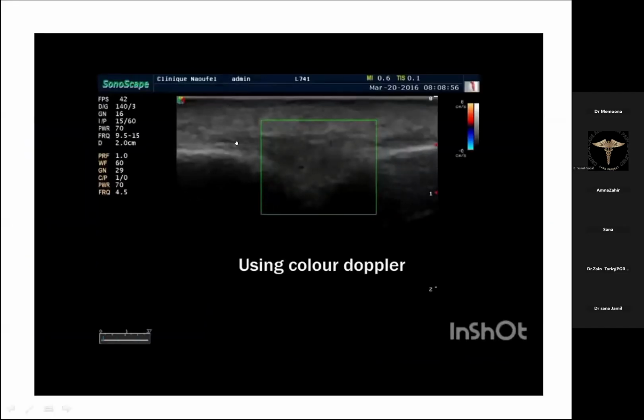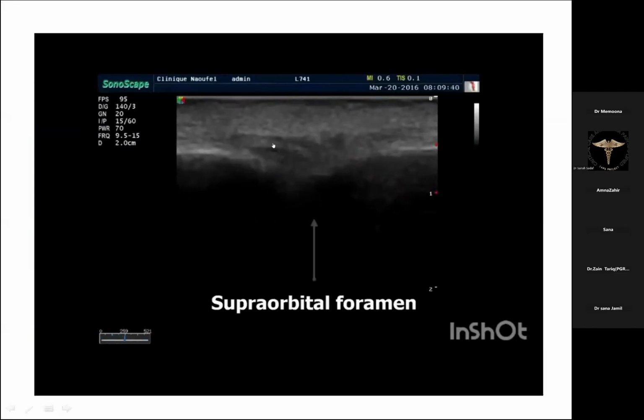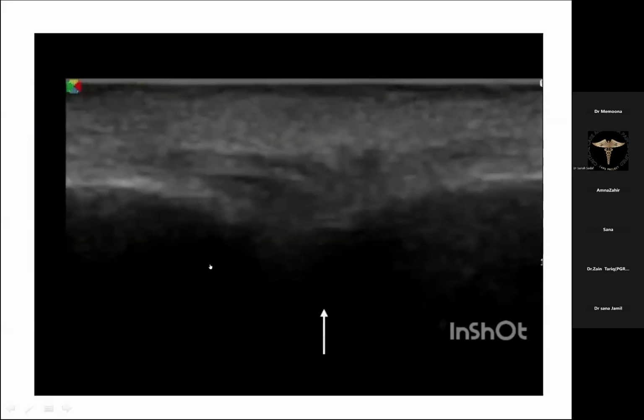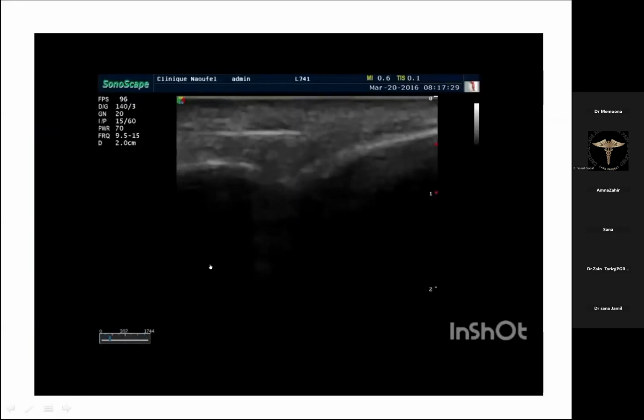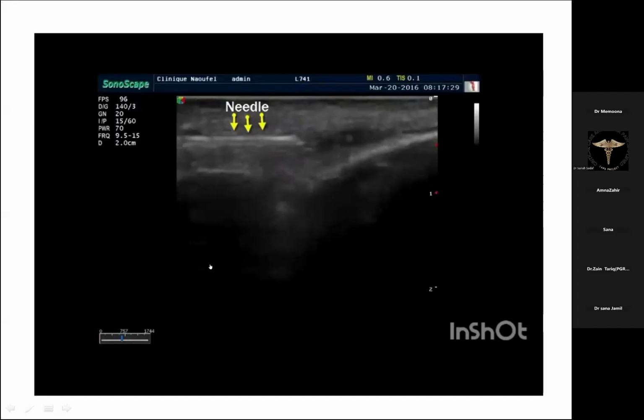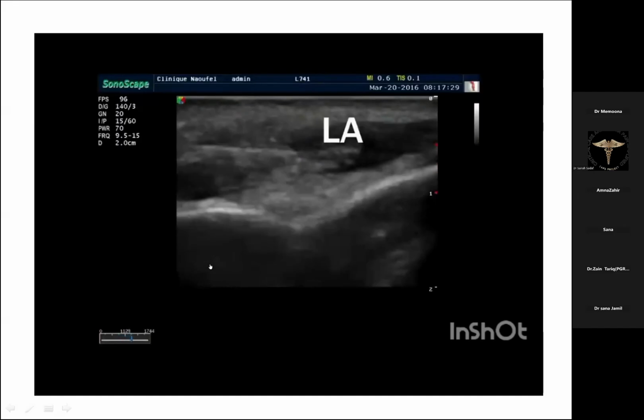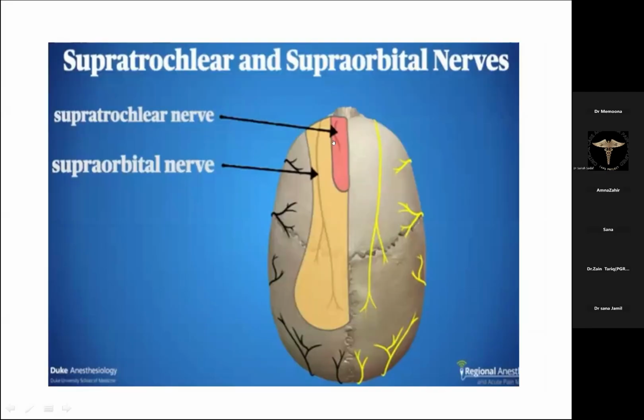After identifying the notch, Doppler is used to identify any vascular structures in the path, and then the needle is brought in medially in the in-plane technique, and the local is injected just above this foramen to block both the supraorbital and the supratrochlear nerve. By blocking both these nerves, you can see a huge chunk of the anterior scalp is blocked. The supratrochlear is a smaller branch, but the supraorbital provides the main sensation to the front of the scalp.